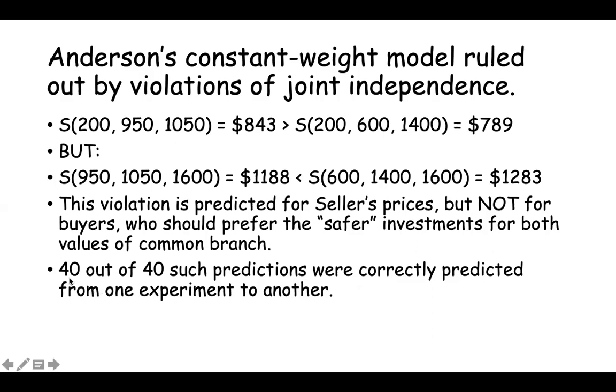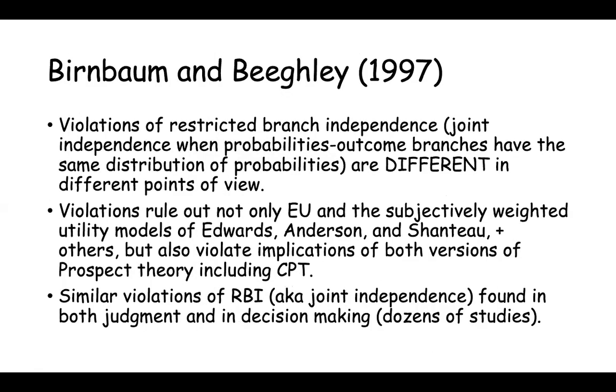We made 40 predictions, and 40 out of 40 were correctly predicted from one experiment. From the model fit to the means of the first experiment, we predicted the change of rank order of the means in the second experiment, 40 out of 40 predictions. A similar thing was done with gambles as opposed to with investments by Birnbaum and Beagley. We did an even better version, in my opinion, of predicting it.